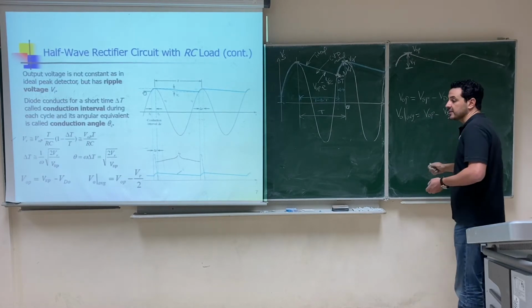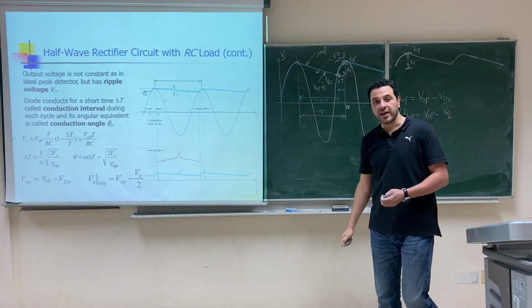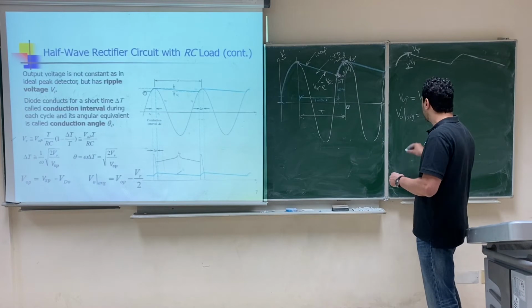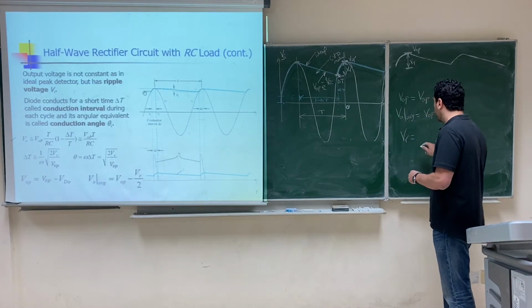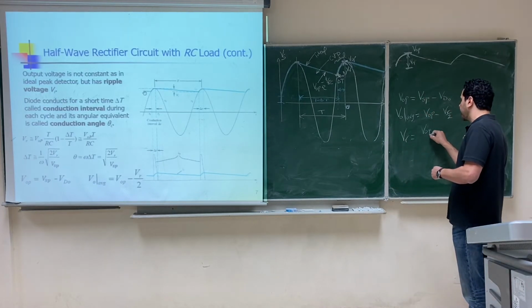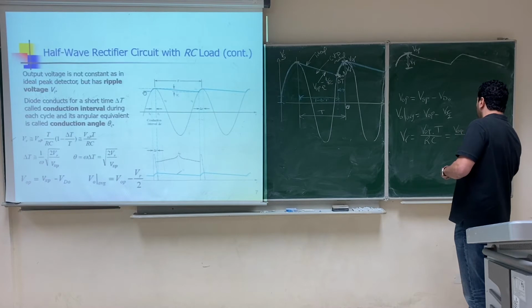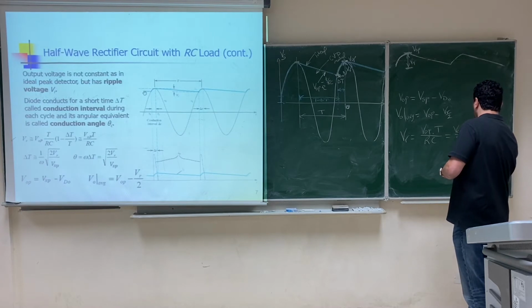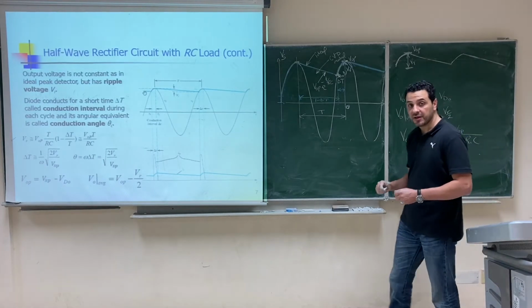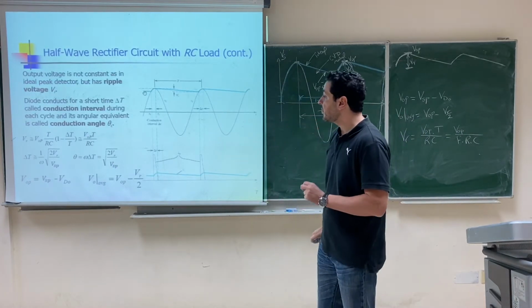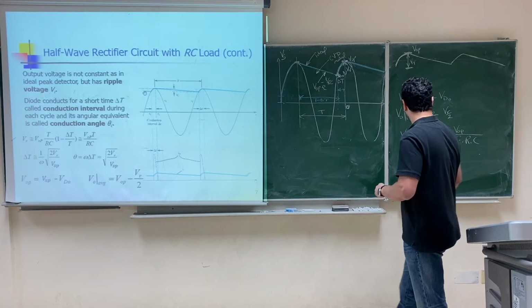And then we said that it's important for us to calculate the ripple voltage. We calculated the ripple voltage using some approximations, and we found that the ripple voltage will be V output peak multiplied by T over RC, or you can say it's V output peak over F RC, where F here is the frequency of the sinusoidal wave. It's 1 over the period.